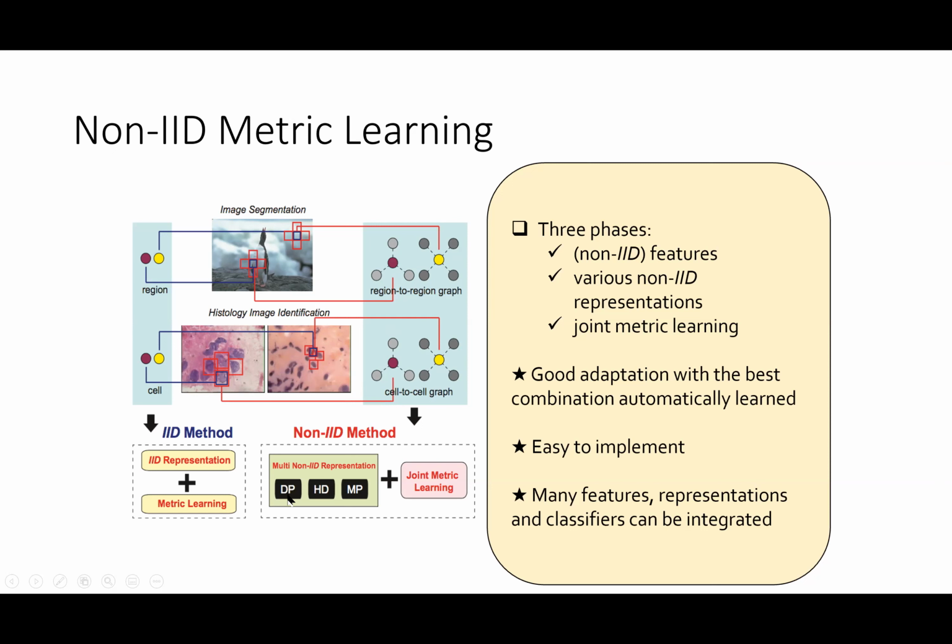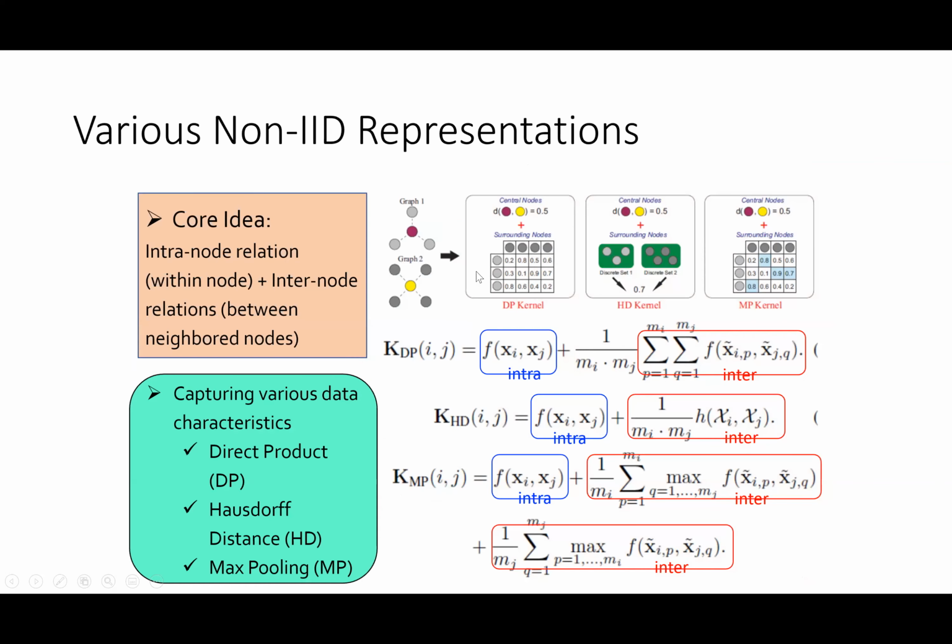Hopefully we can leverage the weakness of individuals, and then jointly learn that in a metric space for the segmentation, right? So the way to do it is we go to the cell graph or region graph, and then we can learn their representations through something like a direct product or Hausdorff distance or matrix max pooling or something like that. Now you can have even more advanced ways. But when we model each of them, we consider both intra and inter.